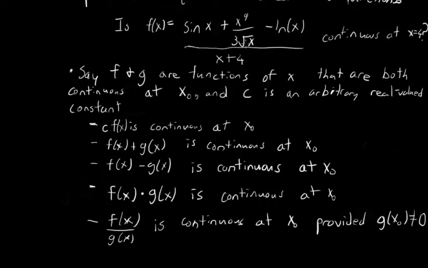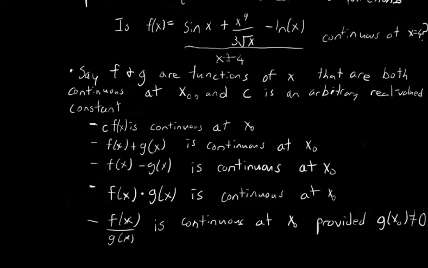So if we know sine of x is continuous, this function here is continuous, and that ln of x is continuous, we're going to have sums and differences of these three functions. So sine of x plus this function minus this function. So we know that has to be continuous because sums and differences of continuous functions are continuous.